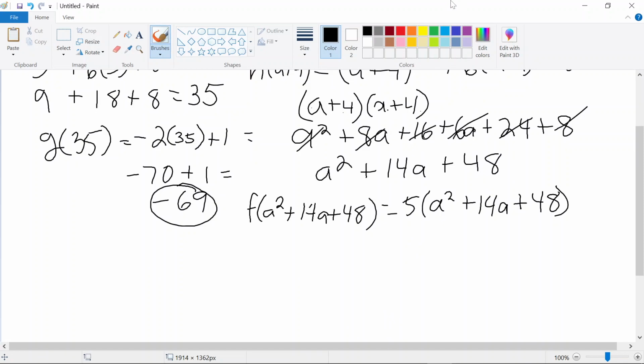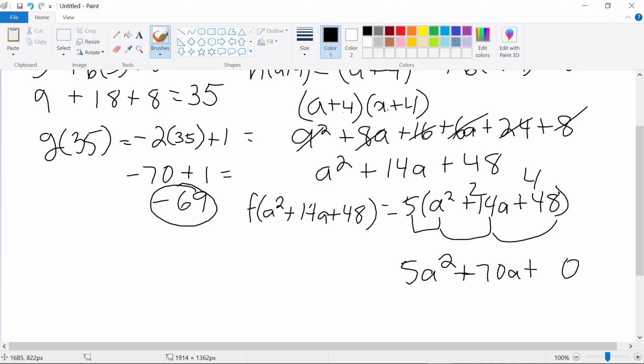So I'm just going to, once again, distribute. 5 times a squared is 5a squared. 5 times 14a is 70a. Plus 48, 5 times 48 is 240.